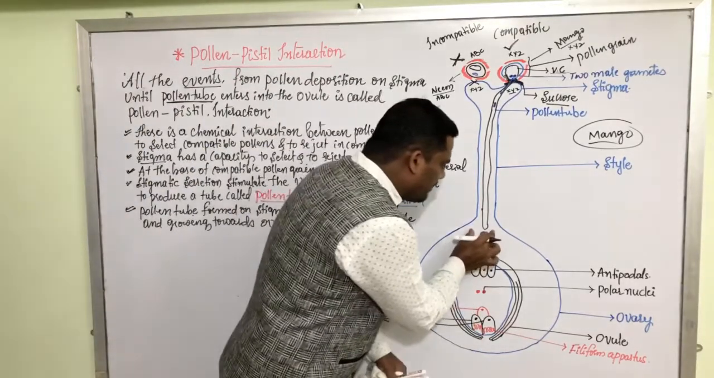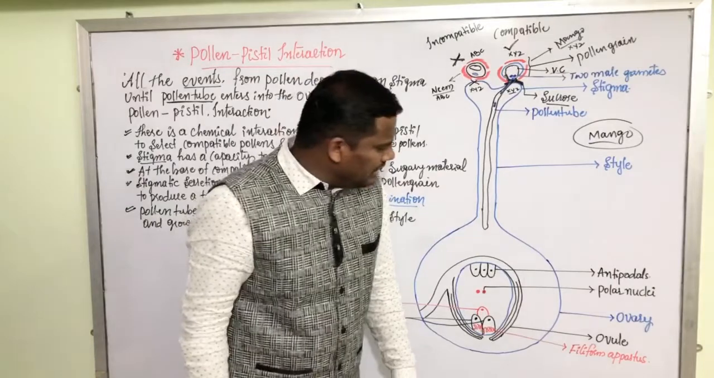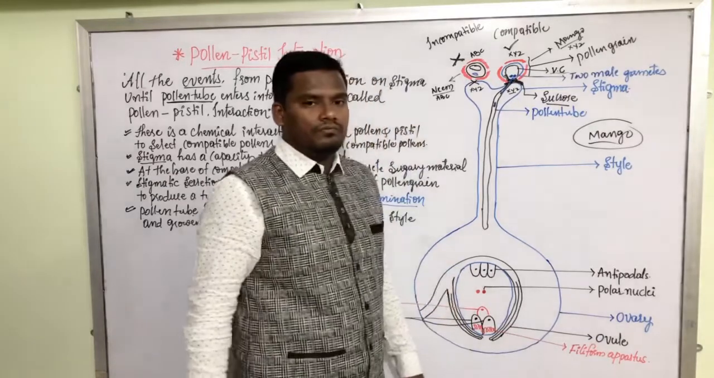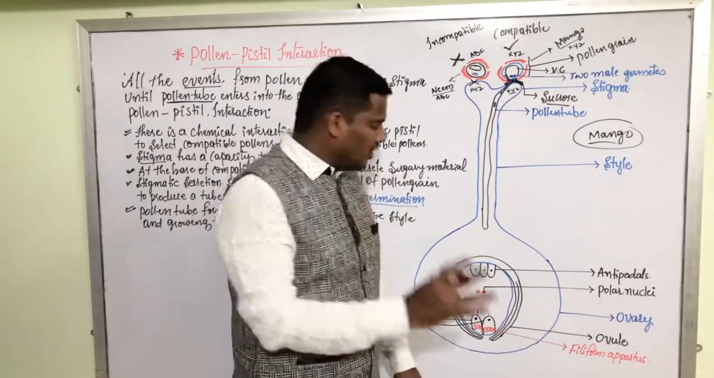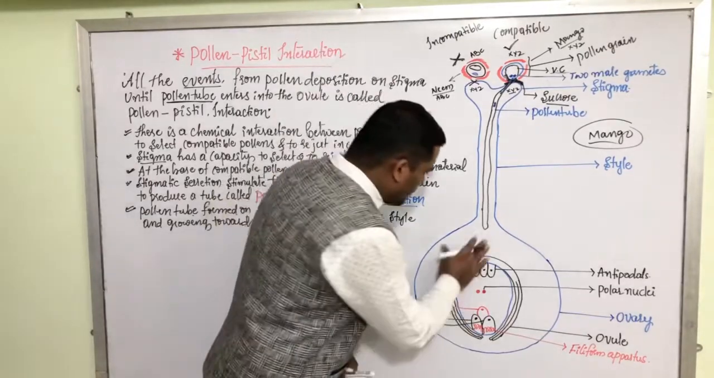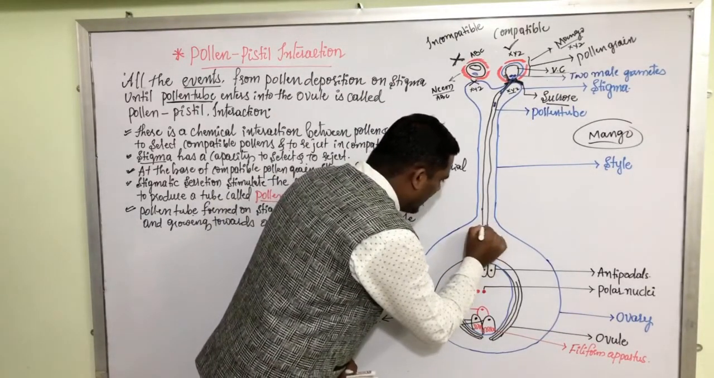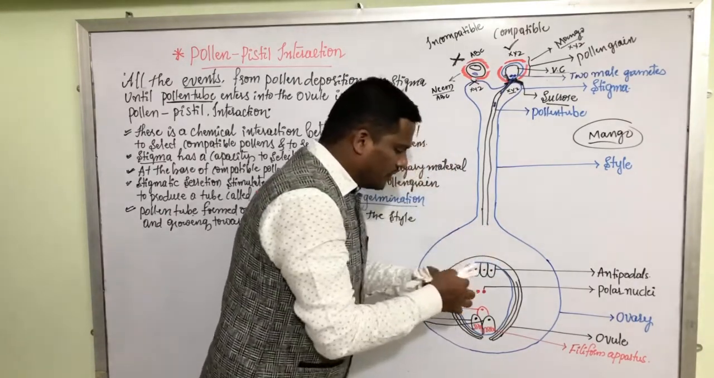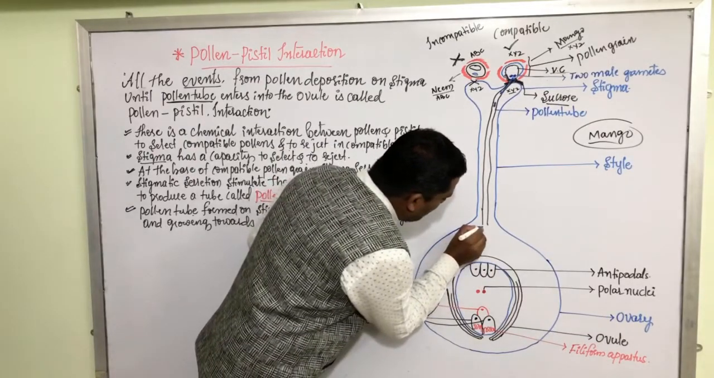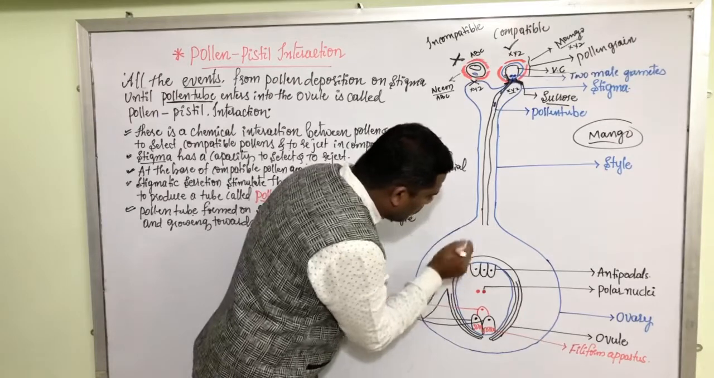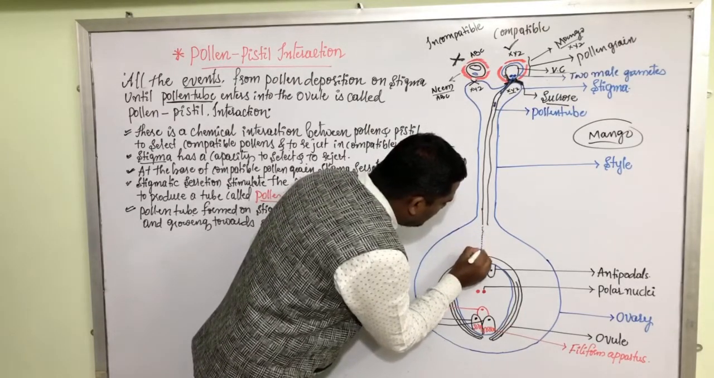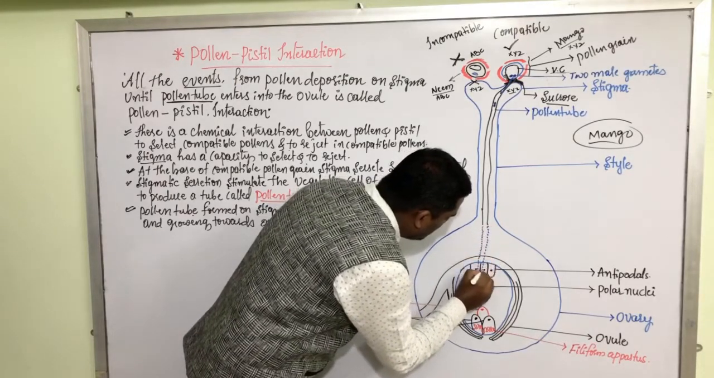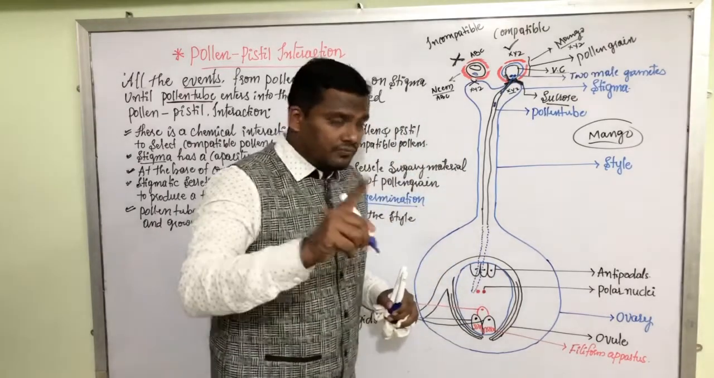Now, when the pollen tube reaches the ovary, there are three possible ways of entering this ovule. There are three possible routes of entering this ovule. The first possible route, it may directly enter, that I am mentioning in the form of dots. The first possibility of entering this pollen tube into the ovule is like this it may enter. This is the first possibility.